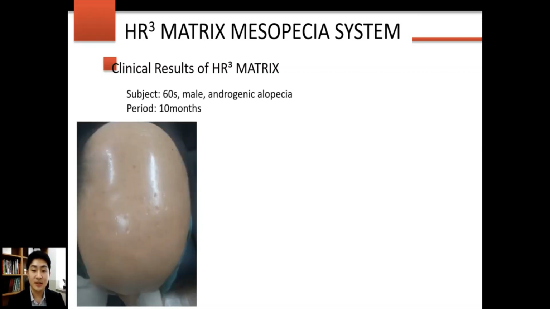This subject is in his 60s and he has had androgenic alopecia for more than 30 years. Have a look at here. Absolutely empty field. This clinical trial was challenging for us because it is considered impossible to make new hair from nothing. So all the present drugs can only help the weak hair survive and grow.